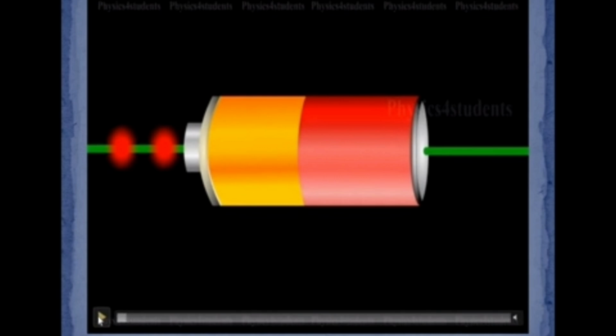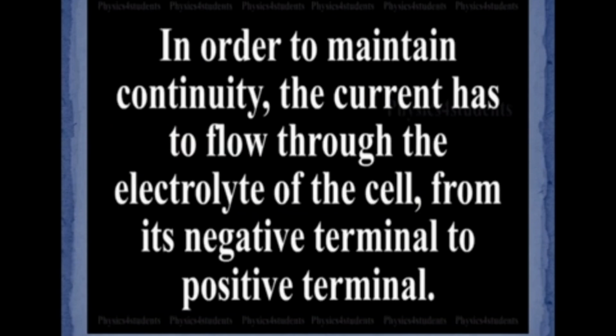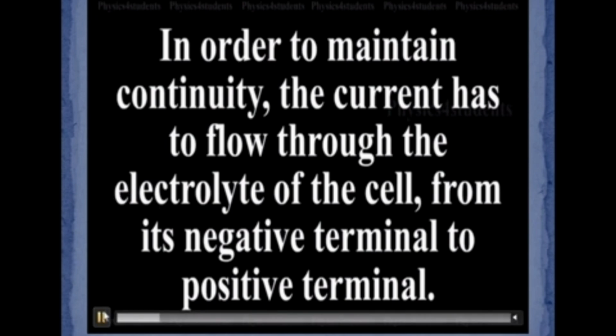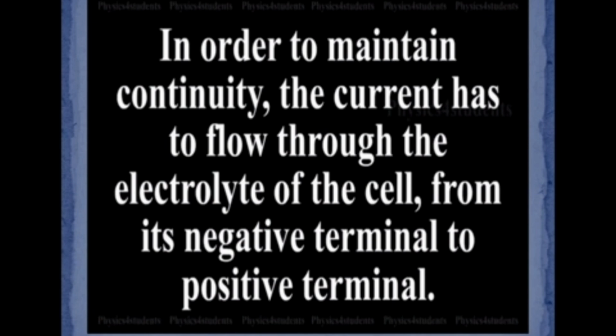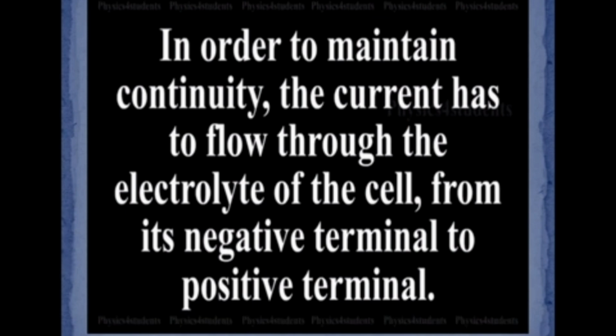Okay. So now you can see that current flows from the battery's positive terminal to the negative terminal. Externally we can connect the resistance and the voltmeter to find the internal resistance of a cell. In order to maintain the continuity, the current has to flow through the electrolyte of the cell from its negative terminal to positive terminal. Only when the circuit is closed do we get the current. So what comes when internal current flows is the internal resistance.